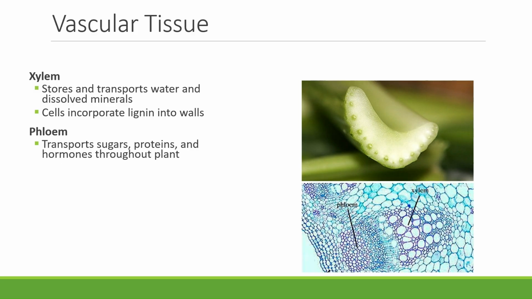Phloem transports sugars, proteins, and hormones produced during photosynthesis from the leaves to all other parts of the plant, including to the roots, other stems, and developing fruits. These two tissues run side by side and work together to support both daily function and the growth that leads to reproduction. I've always remembered the difference between the two with the phrase: xylem goes up and phloem flows down.